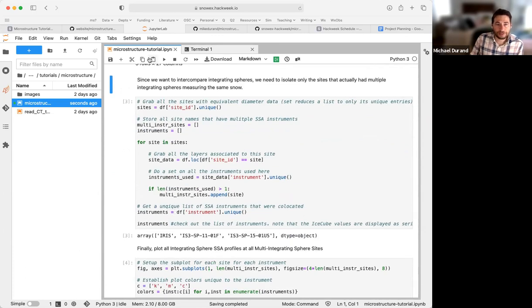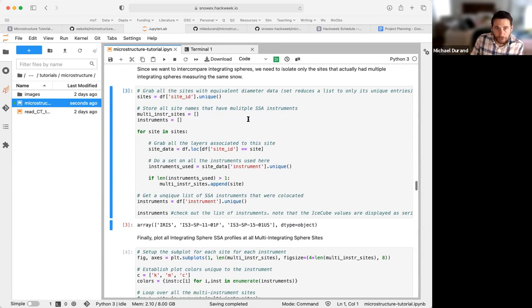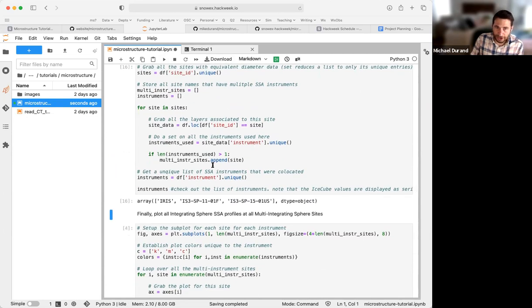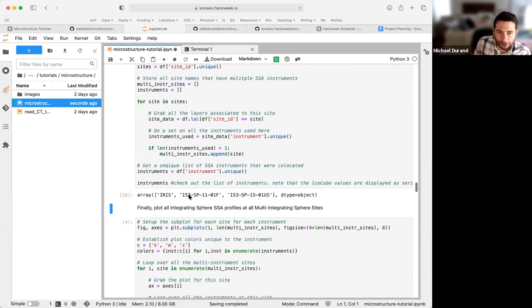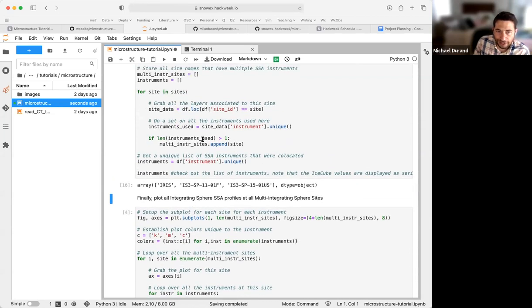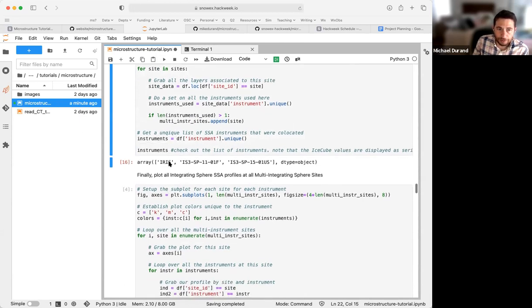This cell here grabs all of the sites, so all of the snow pits, you can think of it, that have more than one instrument. It loops over and says how many of these actually have more than one instrument, and then I'm just returning the array of instruments. One of them is the IRIS, and then these two are the ice cubes. The one that ends in F is the Finnish one, and the one that ends in US is the OSU one.